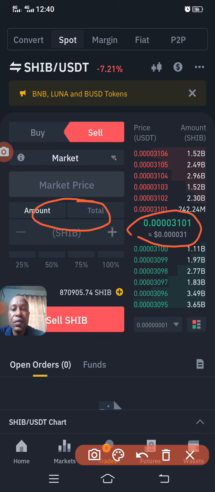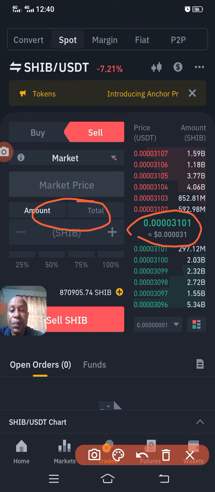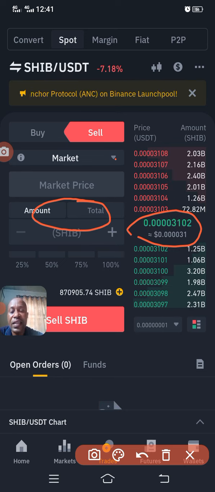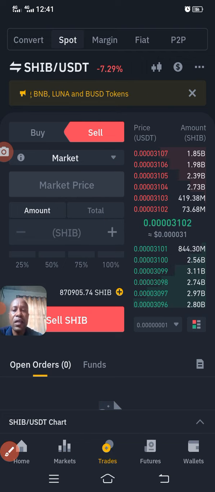Assuming I have $100, I want to use 100% of my $100 to buy Shiba now. Immediately I click buy with market order, and click 100% buy, I will get the order instantly. But if I do not want to buy at market order, and I want to buy with limit, my order will not be instantly executed. That is how it is. So watch the video carefully and you will understand how to buy and sell on spot trading.